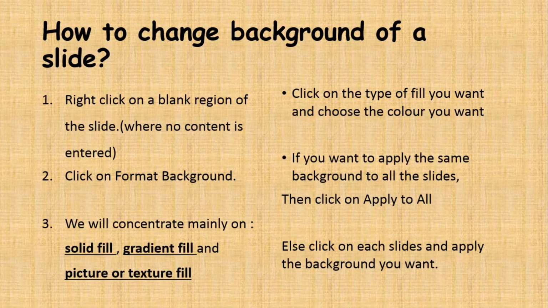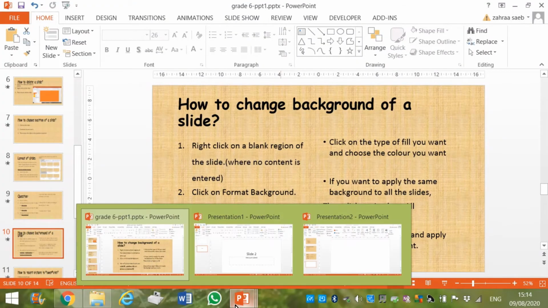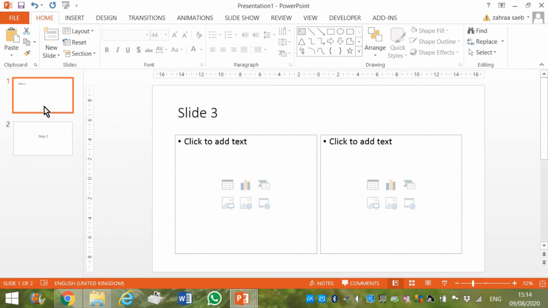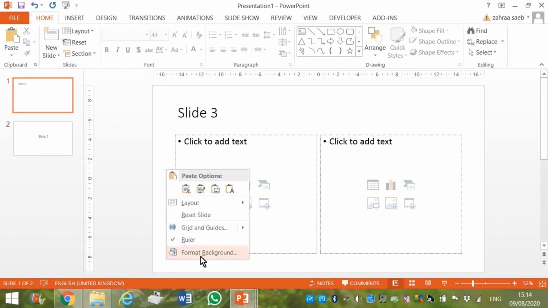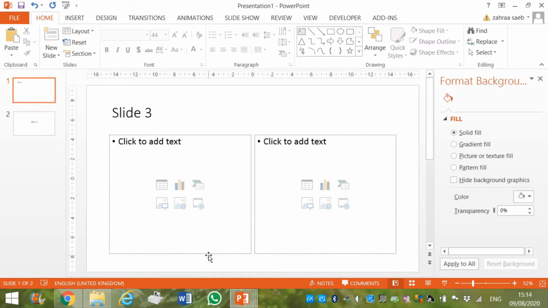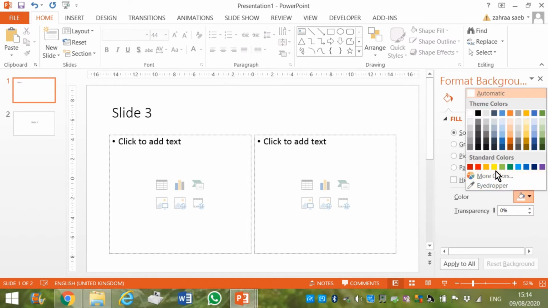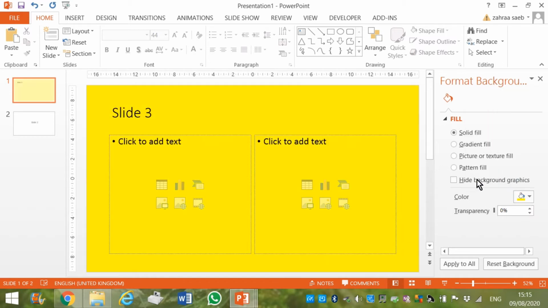Let's work an example. For the first slide, Slide 1, I right-click here. I click on Format Background. Then I will obtain Solid Fill, Gradient Fill, Picture or Texture Fill. For Solid Fill, you will have only one color as background. Here it is.